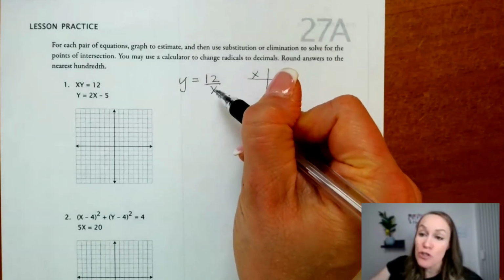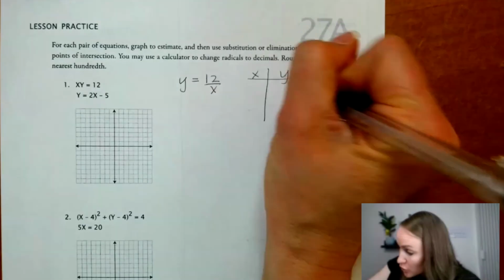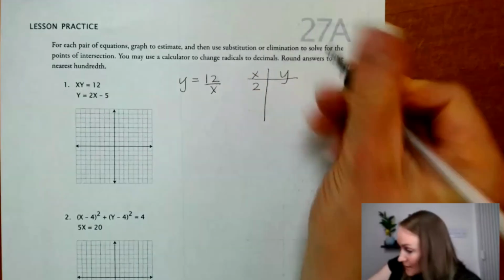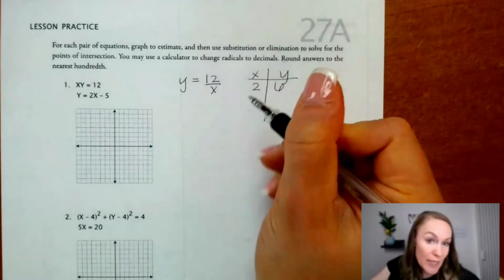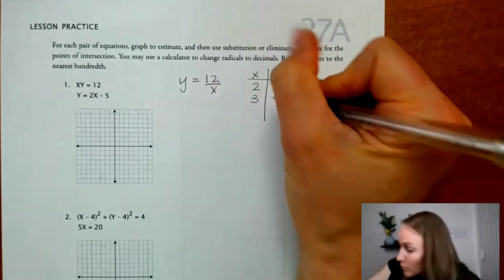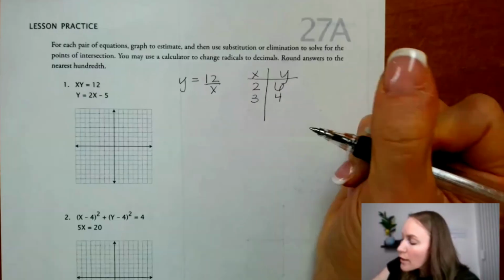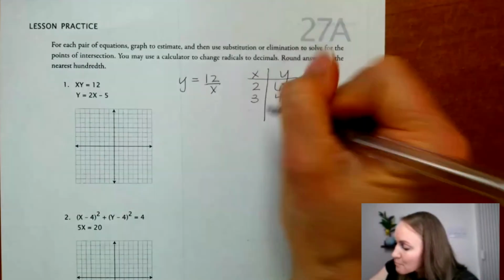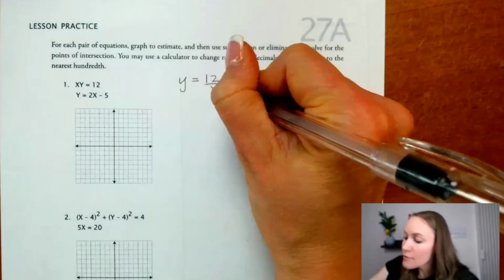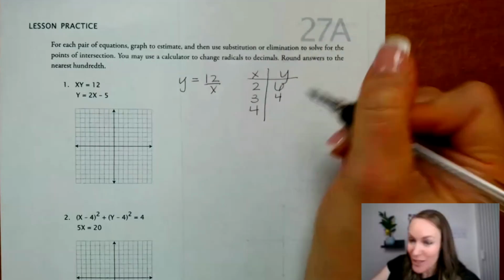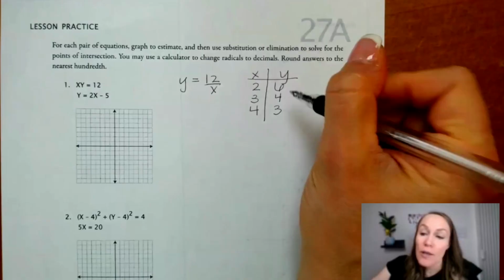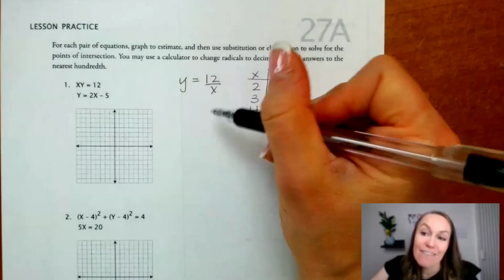Okay, so what about 2? 2 would work. So I could plug in 2, and then I would get 12 divided by 2 equals 6. What about 3? Can I plug in 3? So 3 would work as well. 12 divided by 3 is 4. What about 4? 12 divided by 4 is going to equal 3. So that gives me another point. That's great.